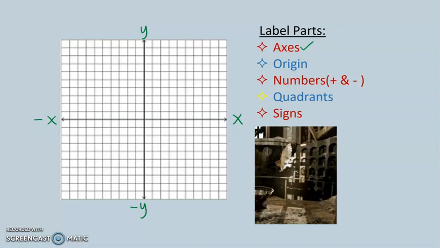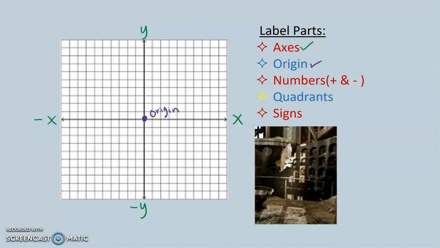The next one that we need to label is the origin. And remember, that's at the point 0, 0. It's where we start with our graphing pretty much always. And it's where those two axes cross. So that point is right here, and I'm going to label it as the origin. Perfect.